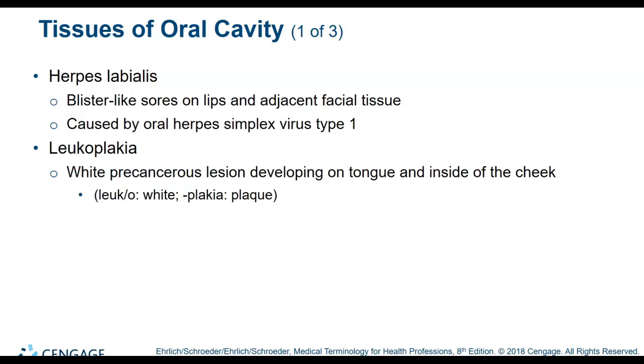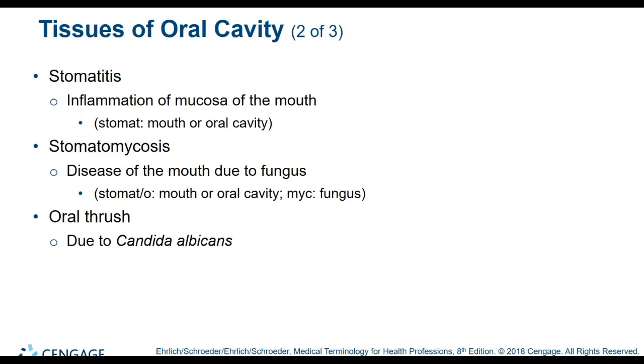Leukoplakia, again, it's where you get white precancerous type lesions on the tongue or on the inside of the cheek. And you will actually see, it looks like a white portion on the tongue or on the cheek. Thrush, I'm going to rush through some of these. Stomatitis is actually an inflammation of the mouth. Stomatomycosis is actually a condition of the mouth that has to do with fungus.